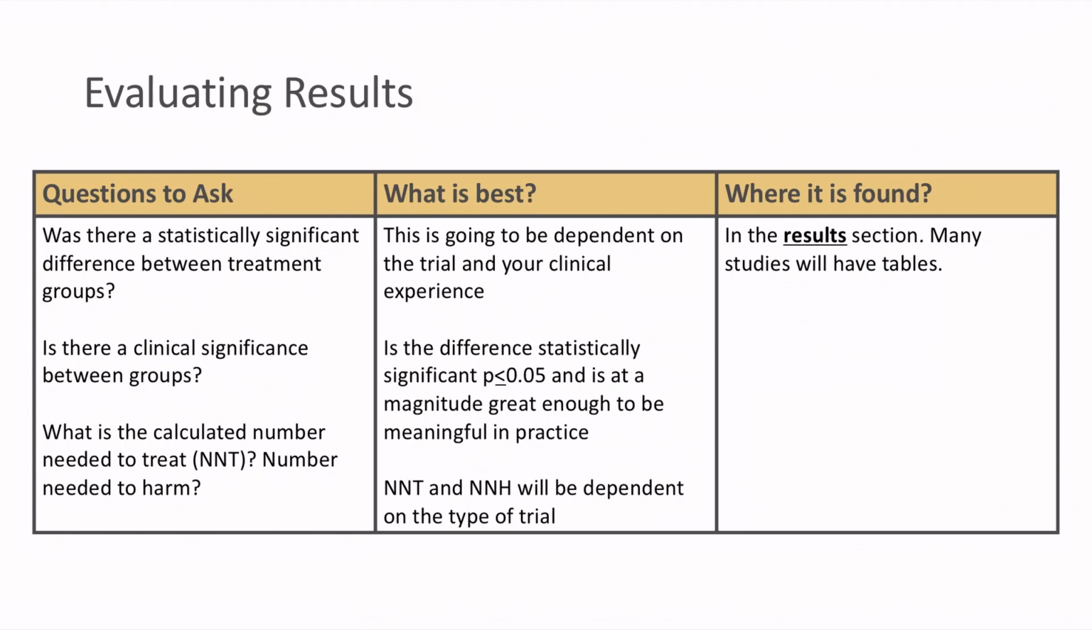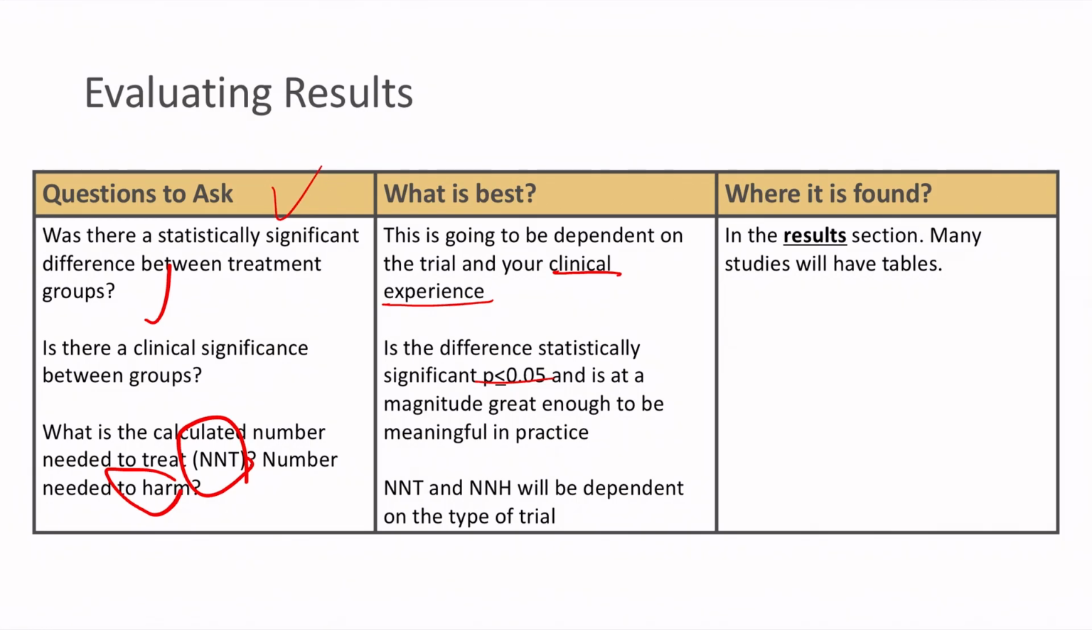When you're evaluating your results, you do want to start asking yourself these questions. Is there a statistically significant difference between groups? Is there a clinical significance between groups? And then can I calculate a number needed to treat or a number needed to harm? When you're looking at this, you're going to have to figure out clinical significance based off of your clinical experience. Statistical difference is pretty easy to figure out. It's either going to cross the confidence interval as stated, or it's going to have a p-value of less than 0.05. Number needed to treat, number needed to harm is a little bit tricky.